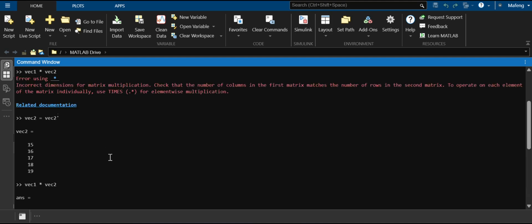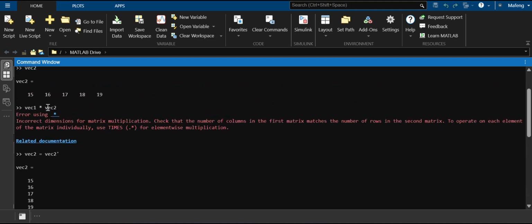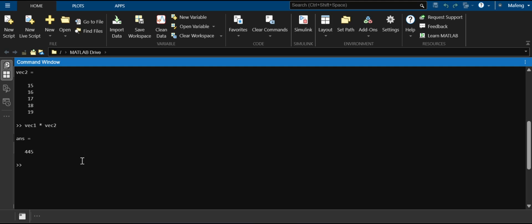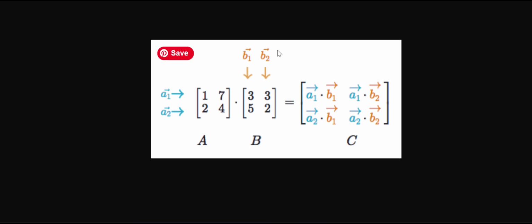So it didn't work the first time because the number of columns in vector 1 did not match the number of rows in vector 2. We'll see this better when we use matrices. So this is matrix multiplication or vector multiplication. You're multiplying the vectors together. The last multiplication is element-wise multiplication.